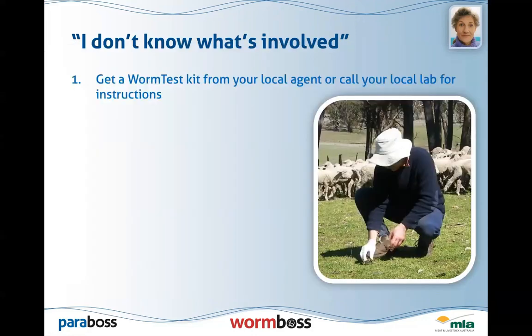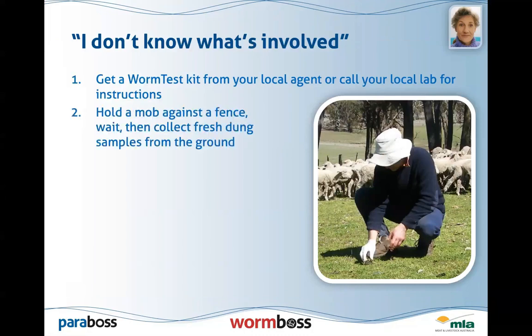Okay. Once you've got your worm test kit or bags or containers, go to your mob, hold them against a fence or in the corner of a paddock for a few minutes, and then you let them walk off slowly so they don't kick the piles of dung around, and you go and collect the dung from the ground. Now, make sure what you're collecting is from the fresh, warm, moist piles, from either 10 separate piles for a standard 10-count test, or from 20 to 40 piles if you're going to use a bulk sampling method.